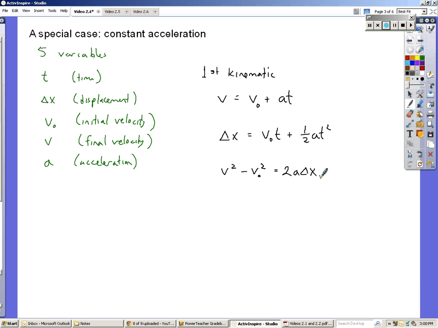One thing you should have noticed, though, is that the first kinematic is simply the derivative of the second kinematic. The derivative of v naught times t is just v naught. The derivative of 1/2 at squared is just at. And we'll do a couple of examples, and then this video will be over.